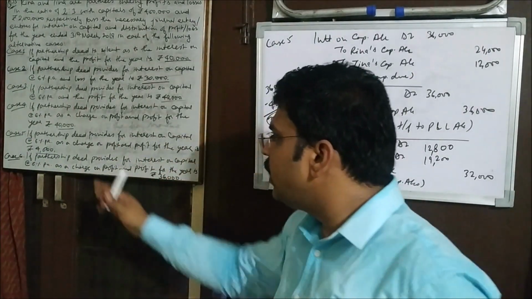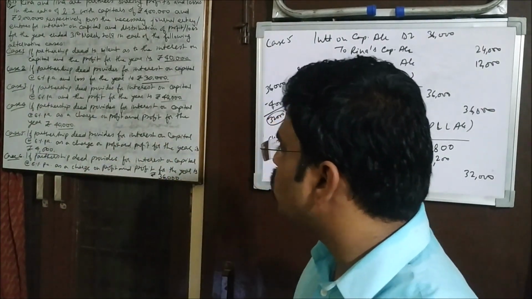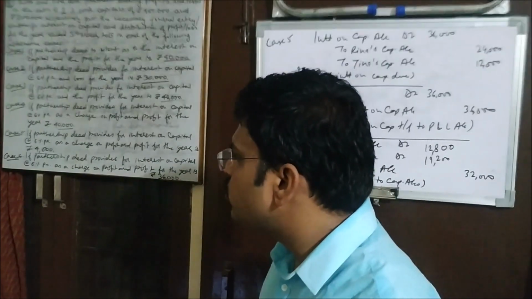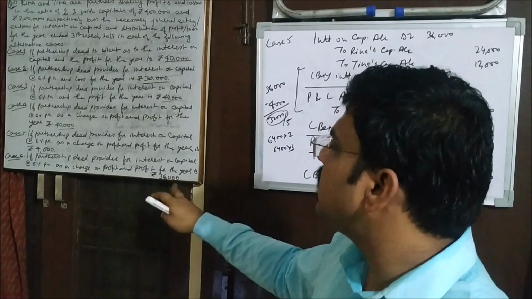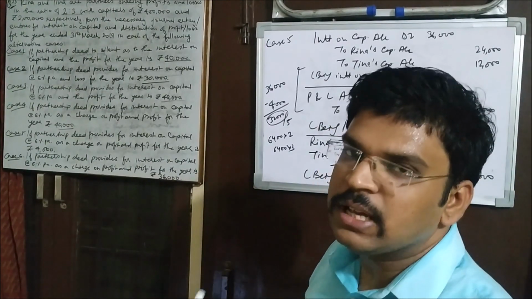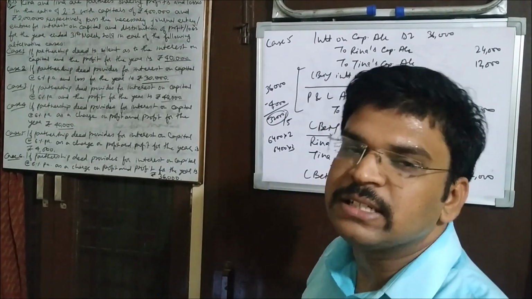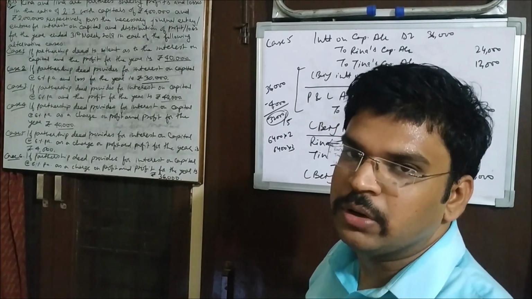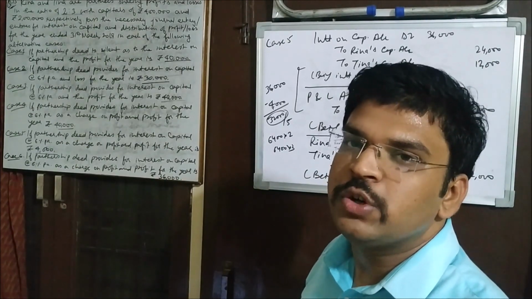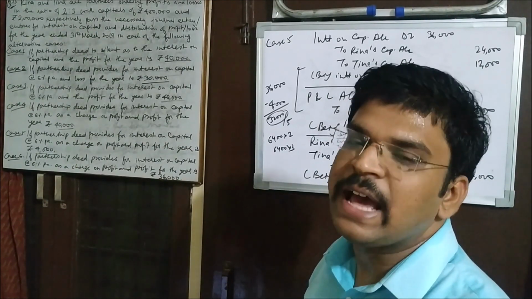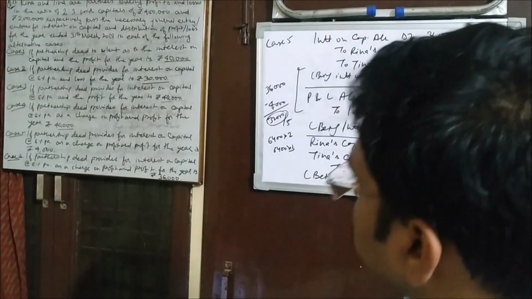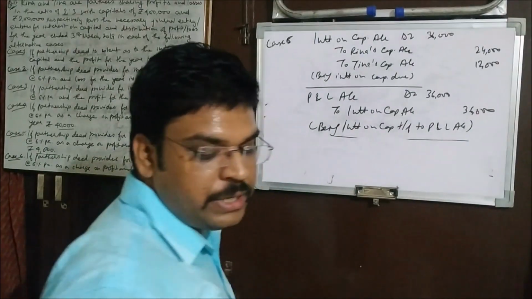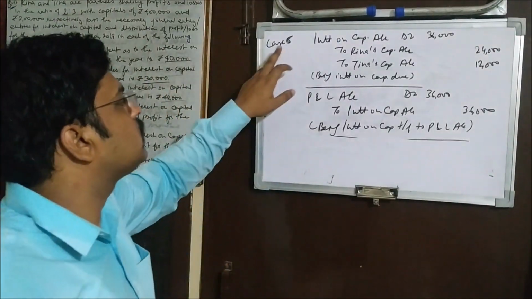Let's read that. If the partnership deed provides for interest on capital at the rate of 6% per annum as a charge on profit, and profit for the year is 36,000. 36,000 is the total interest and 36,000 is the total profit. So no profit will be transferred to the profit and loss appropriation account. The entire profit will be utilized for the interest on capital account. So in that case, what's going to happen? Only these two entries will be passed. This is case 6.